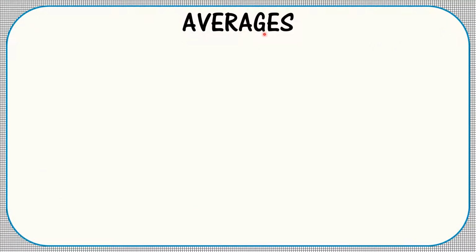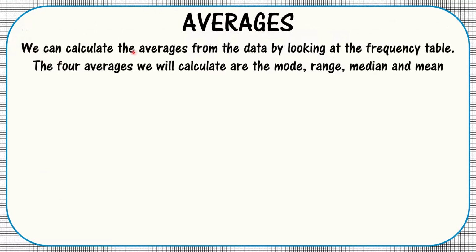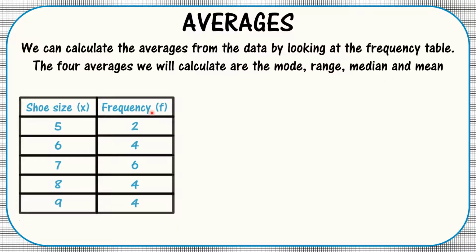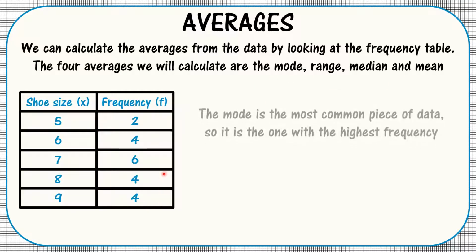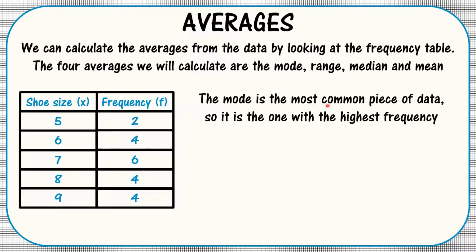The next thing which we will look at are averages. So we can calculate the averages from the data by looking at the frequency table. The 4 averages we will calculate are the mode, range, median and mean. So again we have this frequency table. The mode is the most common piece of data. So it is the one with the highest frequency. As you can see from this frequency table, the shoe size 7 has the highest frequency. Therefore we can say that the mode is 7.